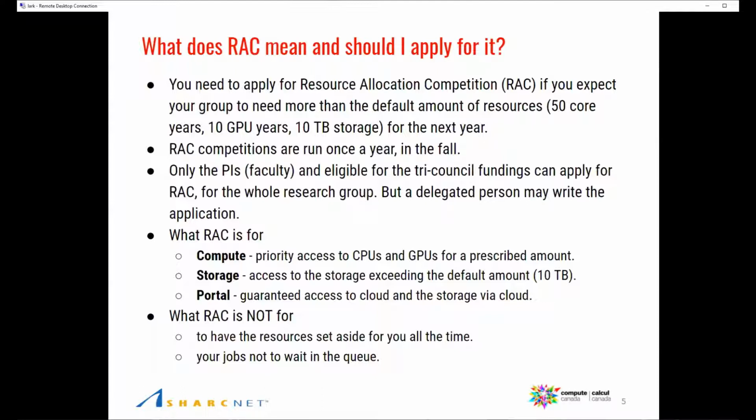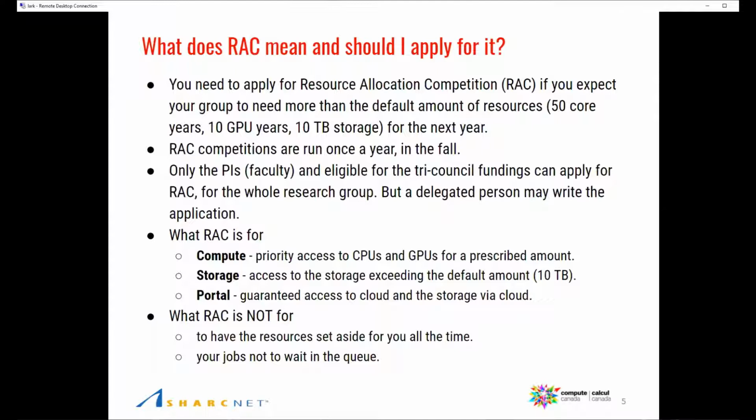So what is RAC for? The RAC is for three categories: compute, which is priority access to CPUs and GPUs for a prescribed amount; storage, which is access to storage exceeding the default amount, which is 10 terabytes; and portal or cloud, which is guaranteed access to a cloud and the storage. These conditions are not all required. You don't have to meet all of them in order to apply, just any one of them.